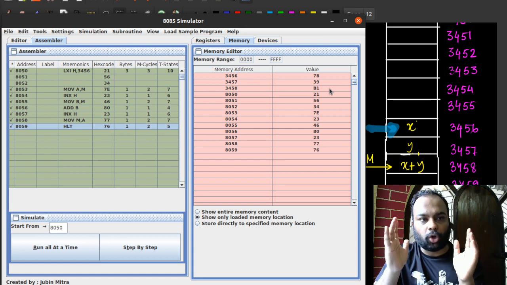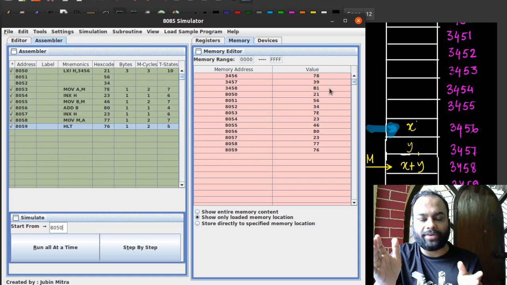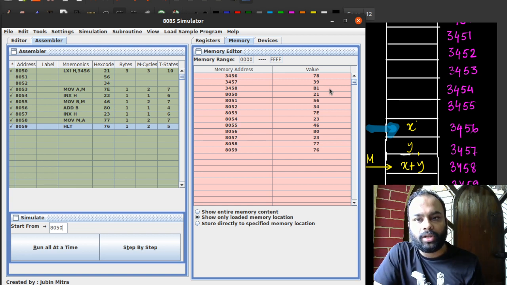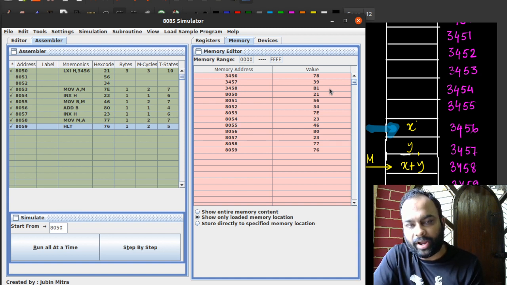So I would again strongly encourage you to install the Java runtime environment and run this tool, run this simulator at your home, and try writing these programs. Try executing this by yourselves. Otherwise, you would not learn anything.